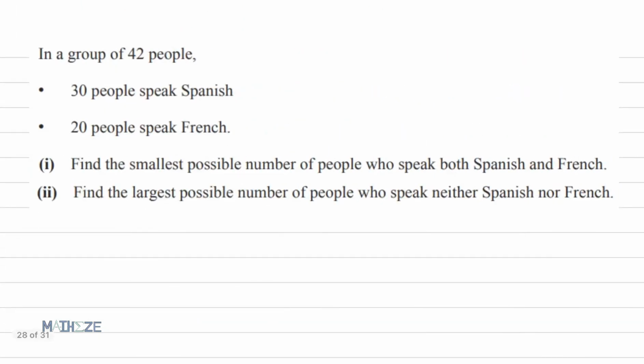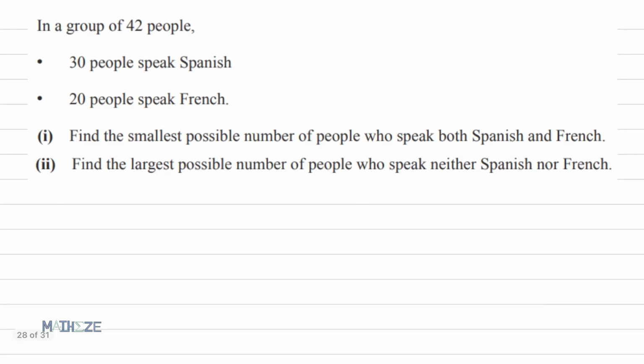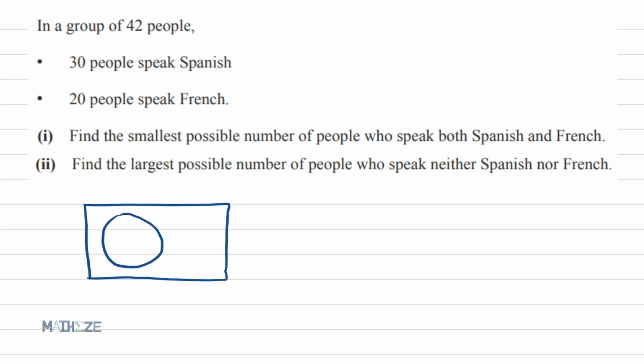Let's begin. In a group of 42 people, 30 people speak Spanish, 20 speak French. Find the smallest possible number of people who speak both Spanish and French. Need to find out smallest possible value. That means I need to make a diagram of least. So I'm going to make it like this, and I'm going to make two circles. Spanish, French. In the middle, I'm going to write X.